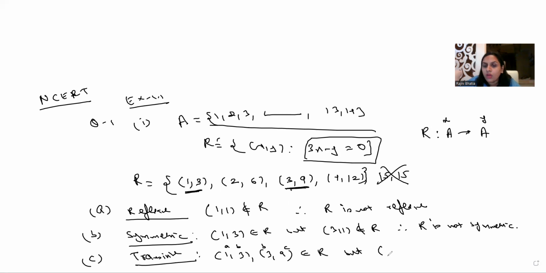But if I check (a,c), it is (1,9). I can clearly see that that is not present in R. Therefore, my given relation is not transitive. So this is how we are going to check the symmetric, reflexive, and transitive part.